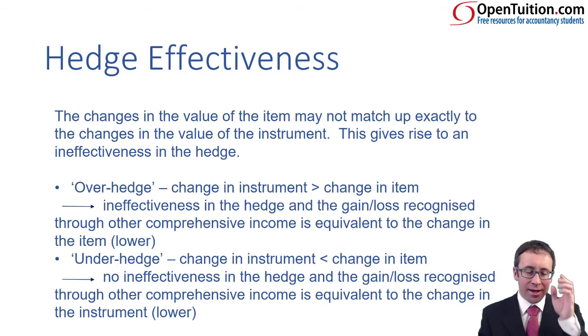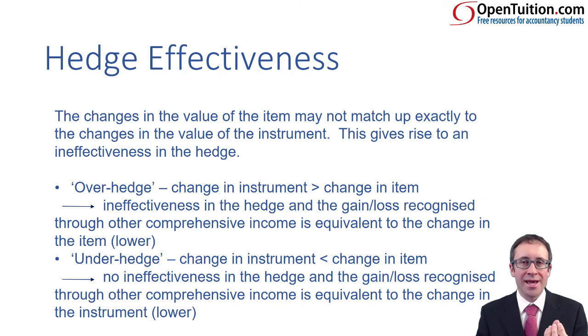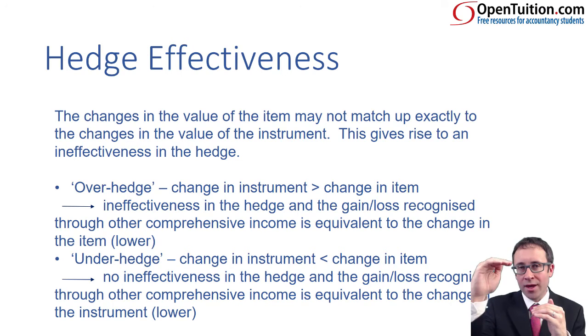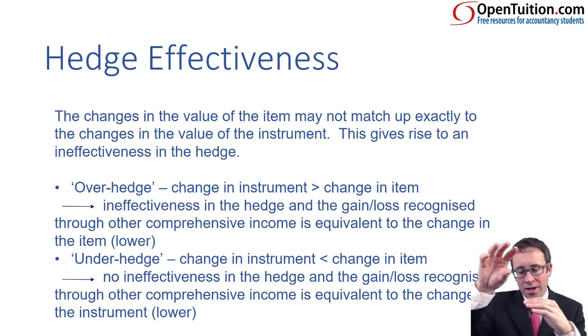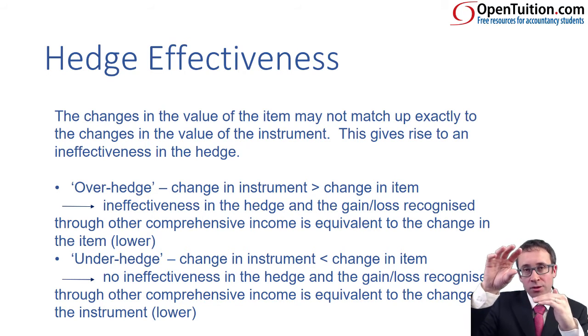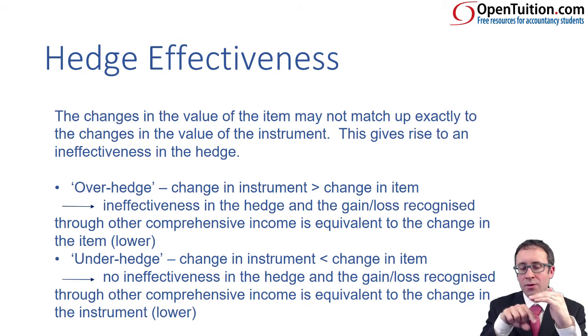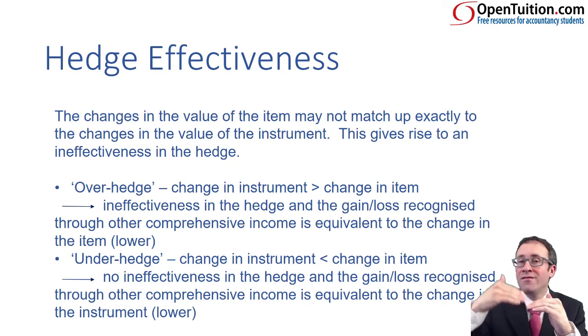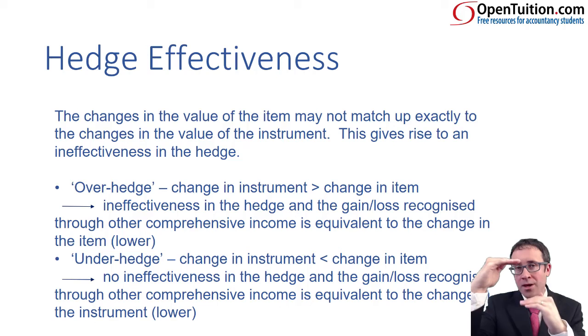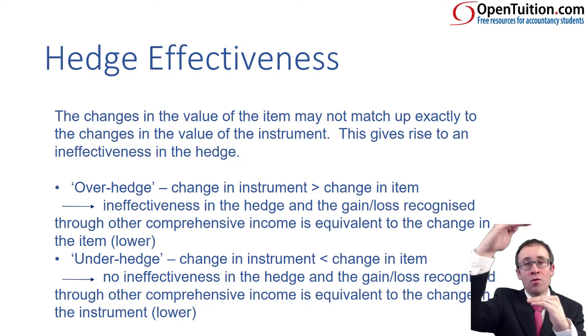I told you it was hard. If there is an under hedge, then that means that the gain or loss on the instrument is lower than what you have on the item. Now remember, there's no accounting for the item, is there? So what we've got here is we need to account for the instrument. Now the instrument has got a gain or loss which is lower than the future gain or loss on the item. So we just need to go through there and say, well, look, there's no ineffectiveness. It's not effective enough because it doesn't reach up here, but there's no ineffectiveness. It's not over hedged, is it?